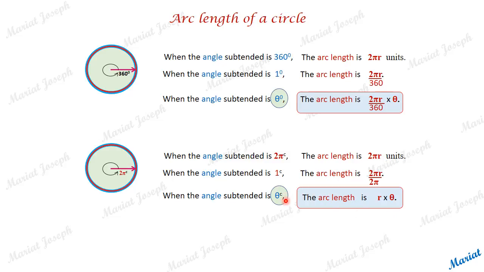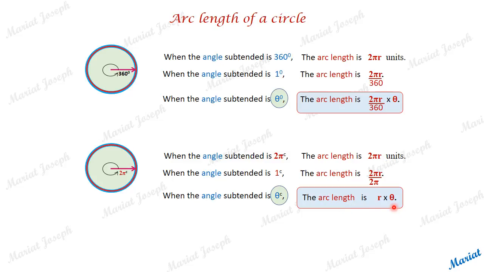This is also obtained by unitary method. When the angle at the center is 2 pi radians, the arc length is 2 pi r units. For 1 radian, 2 pi r upon 2 pi units. For theta radians, this equals r into theta. R theta units is the arc length.